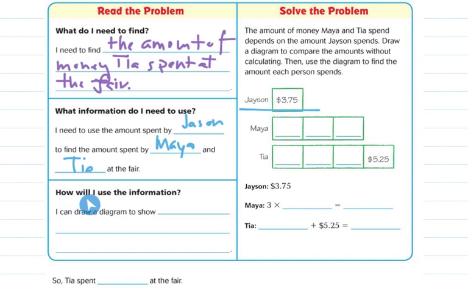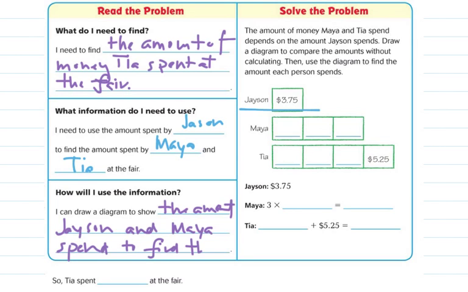Lastly, boys and girls, it says, how will I use the information? I can draw a diagram to show the amount of money Jason and Maya spend to find the amount spent by Tia. So boys and girls, we're going to start up here with this solve the problem.